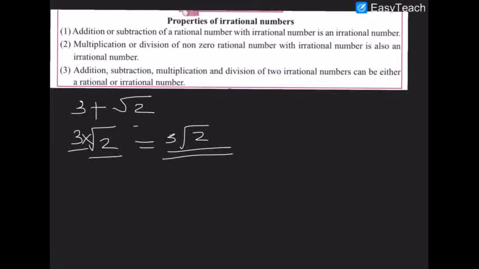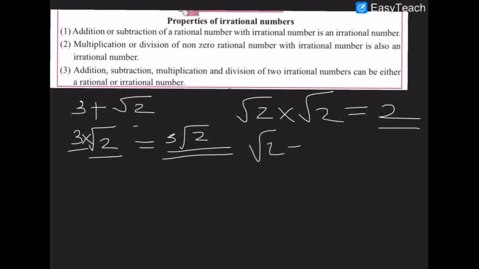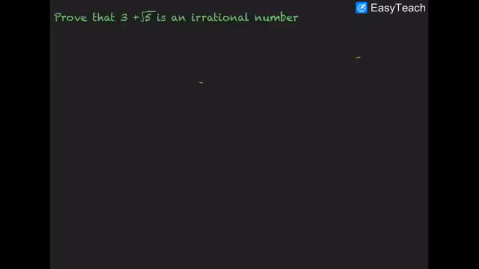So when we add, subtract or multiply two irrational numbers, the result can be either rational or irrational. We can see root 2 into root 2: when we multiply two irrational numbers, sometimes we will get a rational number. Root 2 into root 2 is 2, and root 2 plus root 2 will be 2 root 2, so we get an irrational number.